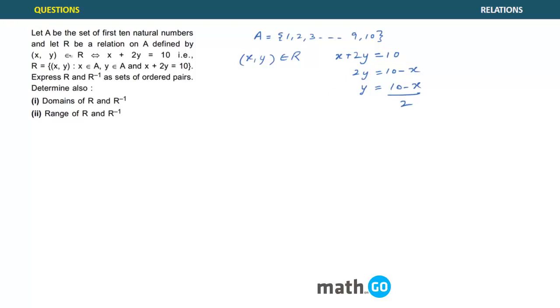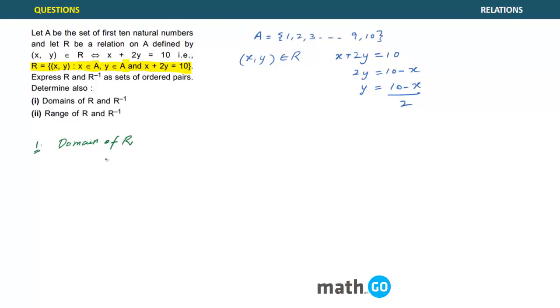Also note x and y are taken from which set? Now see the definition of relation. It says R is a relation from A to A, where x is from A and y is also from the set A, and x plus 2y, this is how they are mapped. Now you want to find R and R inverse. So first of all, let's talk about just R. Okay. So the first is you find the domain of R.